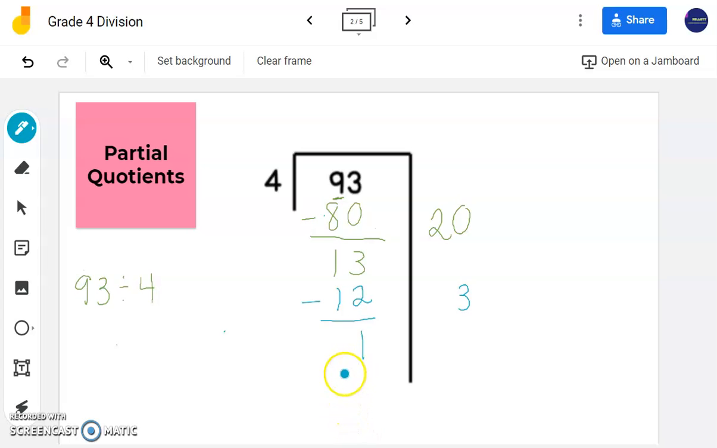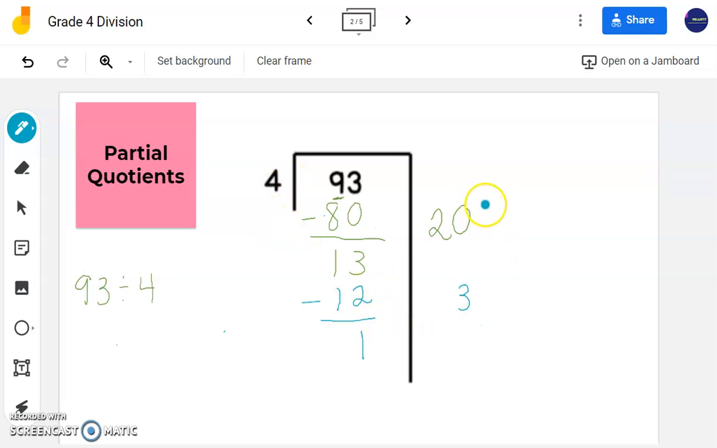Now I know I'm finished. I know this is my remainder because when I look at that one individual item I have left, I can't make another group of 4. There's not enough to make a full group of 4. That 1 is my leftover amount or my remainder. Now notice this remainder is also always less than my divisor.